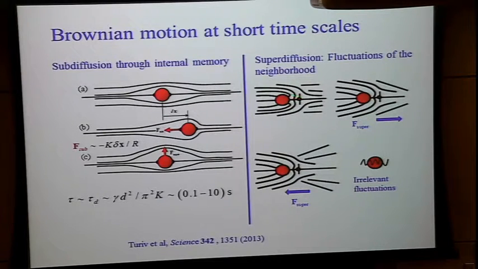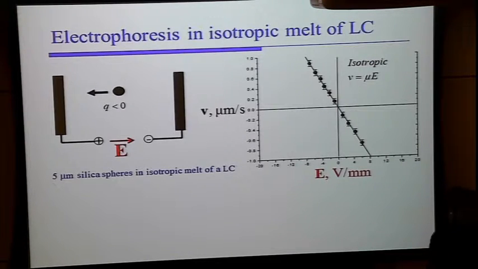subdiffusive regime. But there is also a possibility for the superdiffusion. It's when I have a particle here, and the director fluctuates nearby. Then the particle might be either attracted or repelled from this fluctuative deformation, and that might create the kind of ballistic-like motion, which we call superdiffusion.